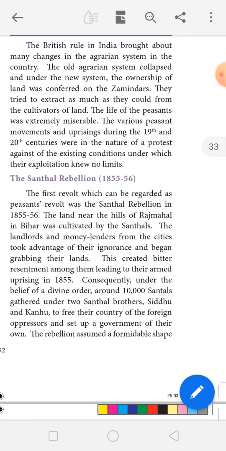So this is the first revolt, the first revolt to be considered a peasant uprising. So this revolt is considered as what? The peasant. Peasants means what? Cultivators. So 1855 to 56. So the Santals, in Rajmahal, a place in Bihar, where the people used to farm near the hills. Those people's names are Santals.